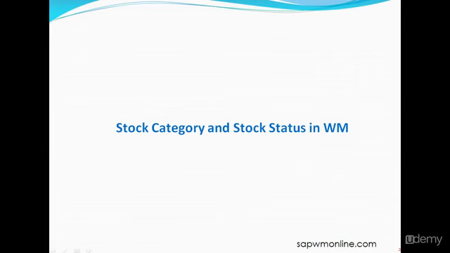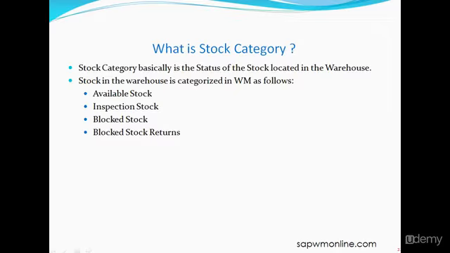The first and foremost is the stock category and stock status in WM. So what is a stock category? Stock category basically is the status of the stock located in the warehouse. Stock in the warehouse is categorized in WM as follows: available stock, inspection stock, block stock return. Let us see each of these stock categories in detail.